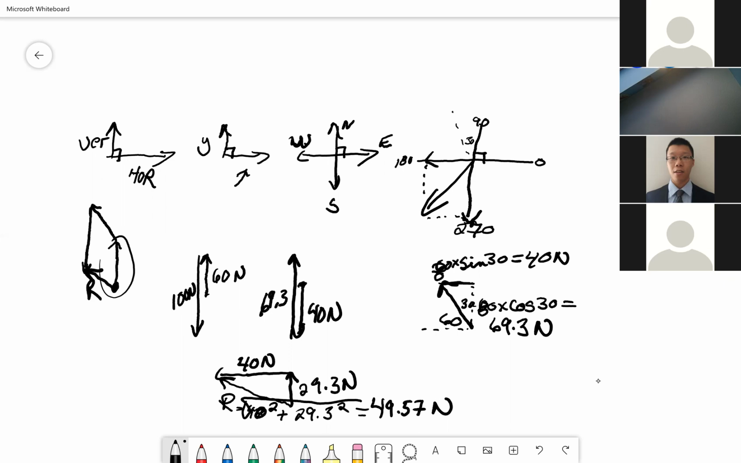It doesn't ask for it, but if you wanted to find the solution for the angle, you could find this angle right here, which you would then add to 90 to get your whole angle. The tan of theta is going to be 40 divided by 29.3. So whatever theta is, inverse tan of that, you add that to 90, and that will be the angle from 0 of the resultant. Any questions on that?